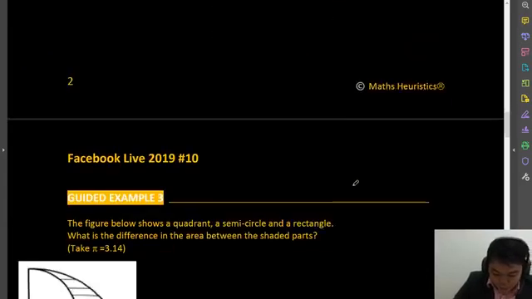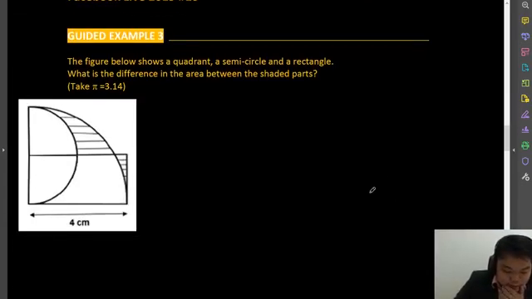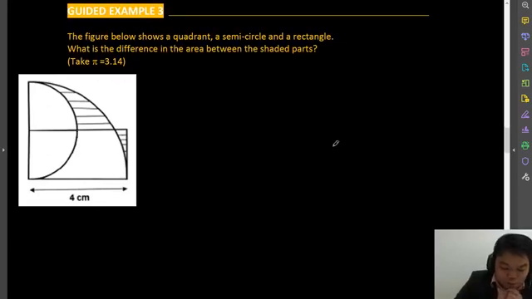Okay, let's move on to number 3. Now, this is where it gets a bit more complicated, but the main idea still remains. When we want to find the difference in area between shaded parts, we do not necessarily need to know the individual areas of the shaded parts. That is the most important takeaway for today. Focus on the objective. Okay?